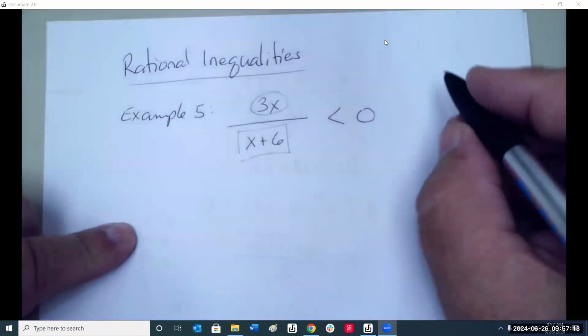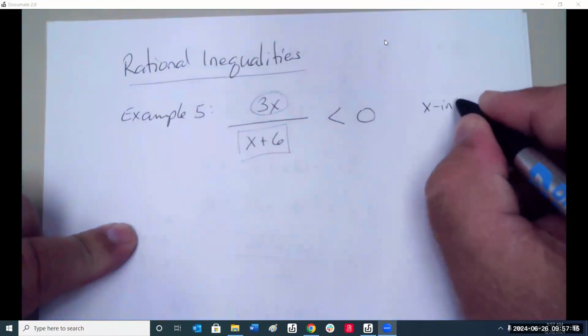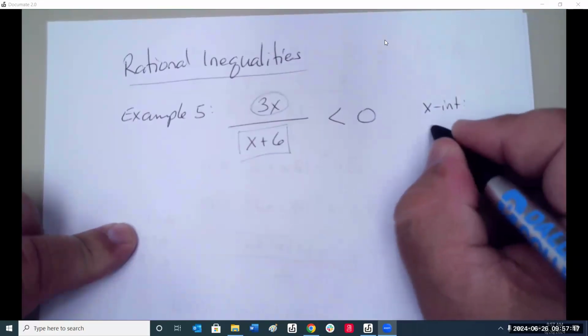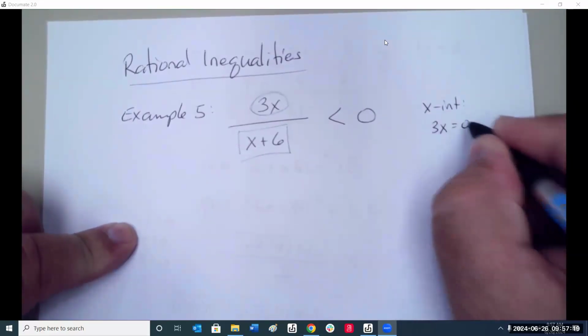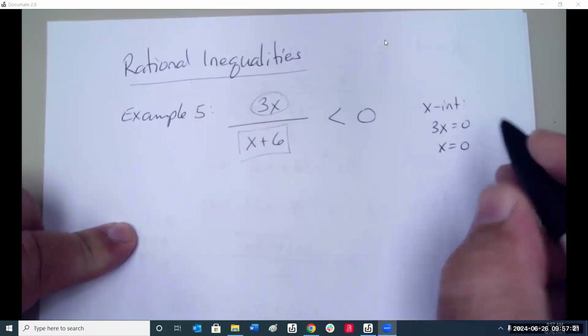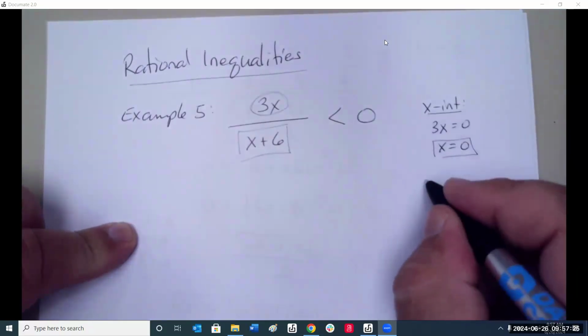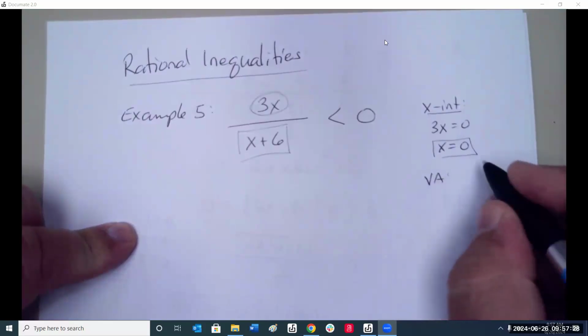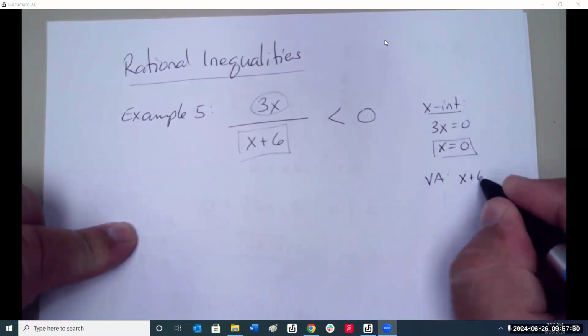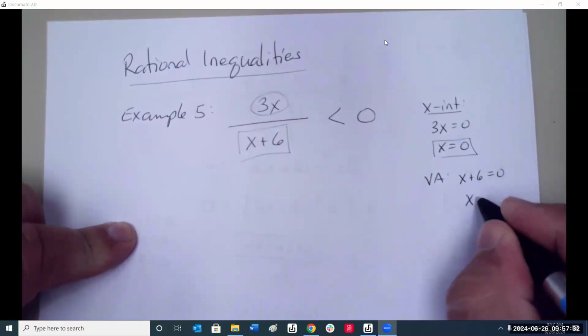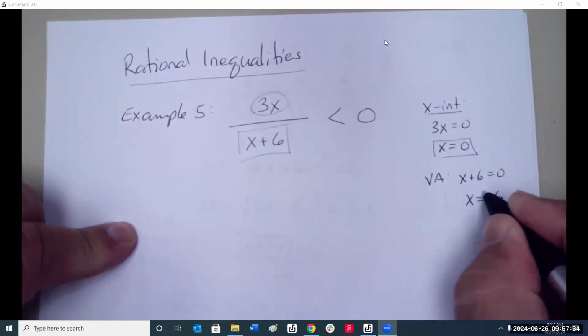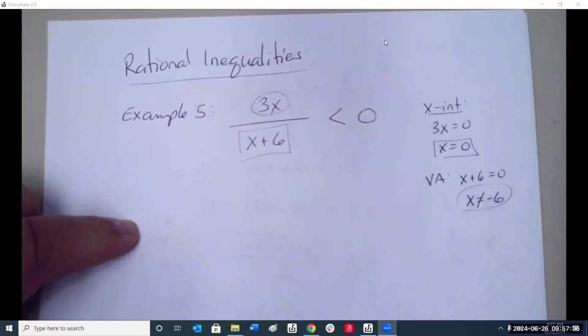In other words, we know our x-intercept here is 3x equals 0, which makes it x equals 0. Our vertical asymptote is x plus 6 equals 0, so x equals -6. So we cannot use -6.